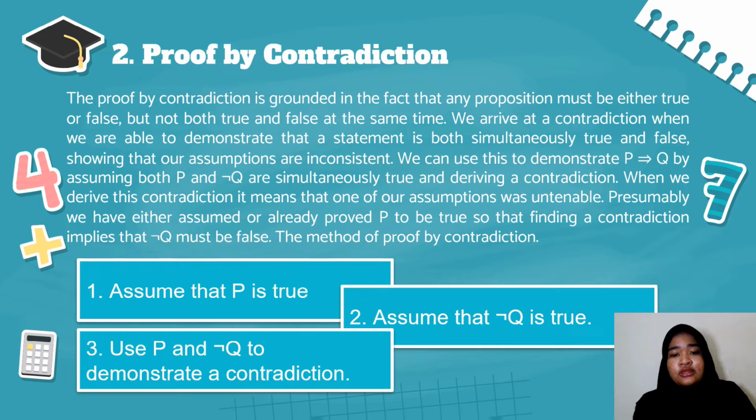The method of proof by contradiction is: first step, we assume that P is true. Second step, we assume that negation of Q is true. And then third, use P and negation of Q to demonstrate a contradiction.